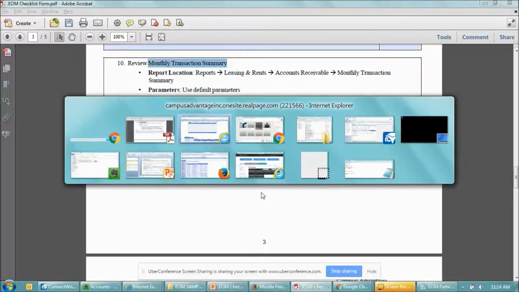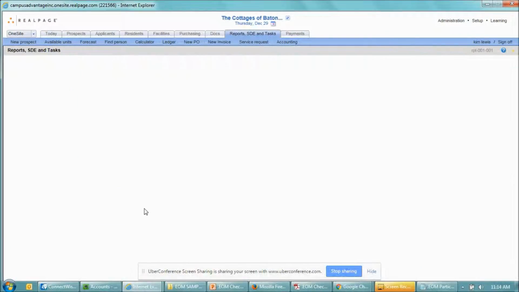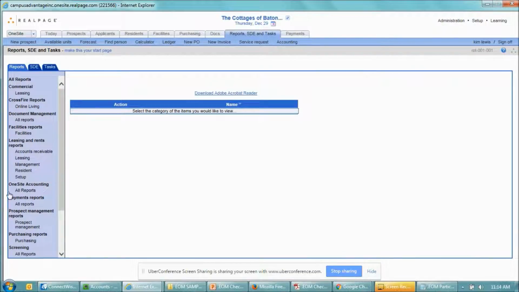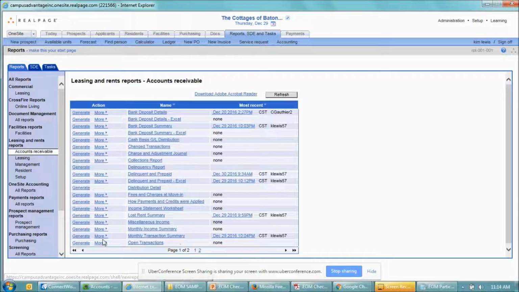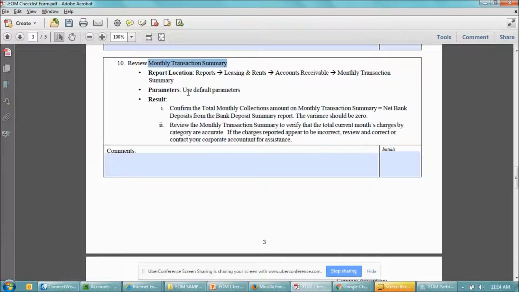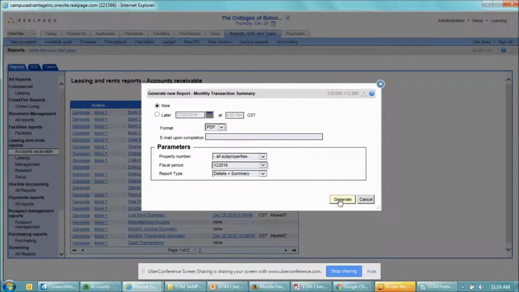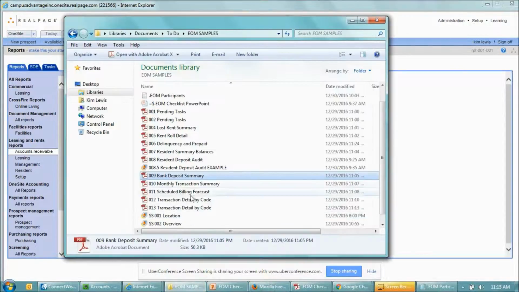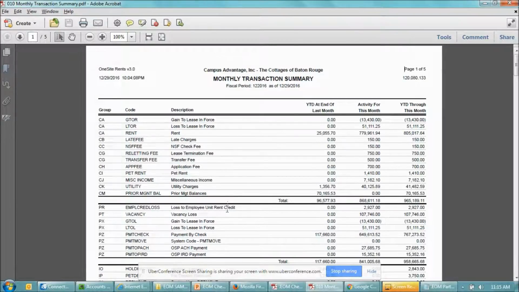So this one is reports, accounts receivable, and monthly transaction summary. We're going to click generate. What parameters do we use? The end of month checklist tells us to use the default parameters. Love the lazy ones. We would just click generate. And then the beautiful report that would appear here is our monthly transaction summary.